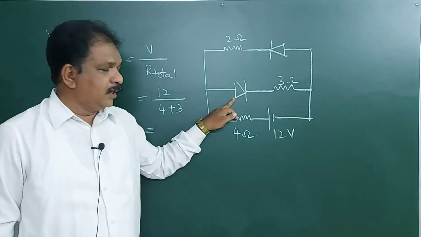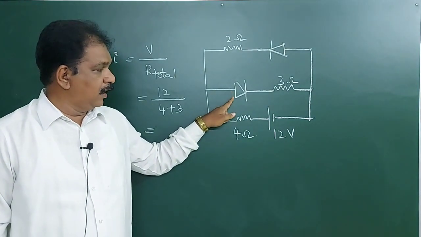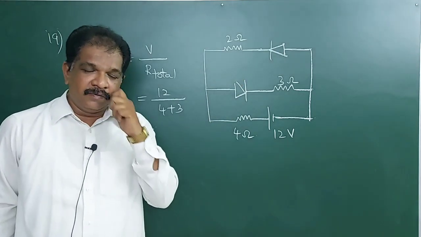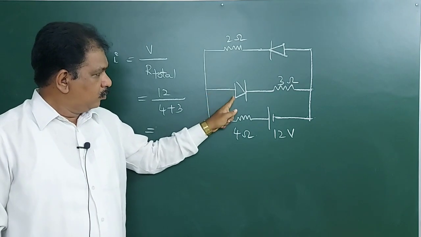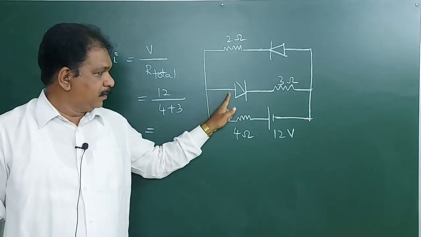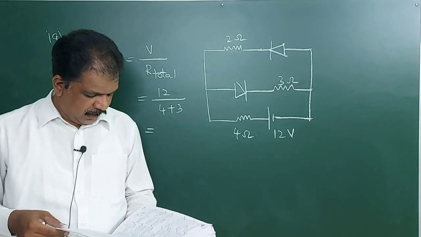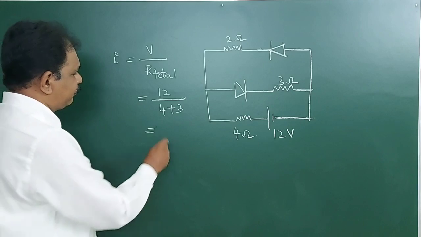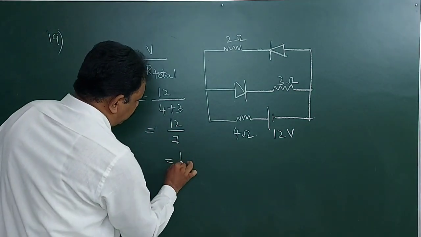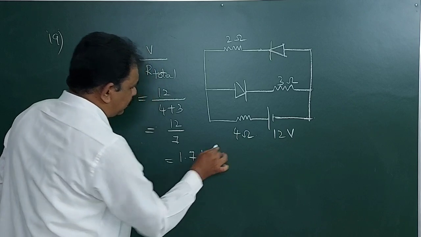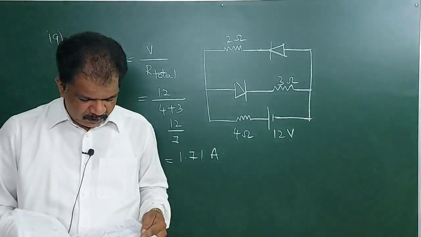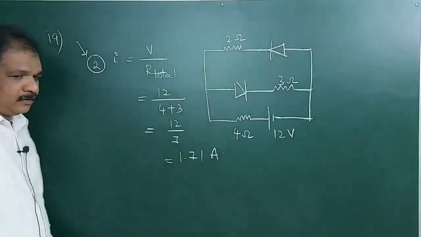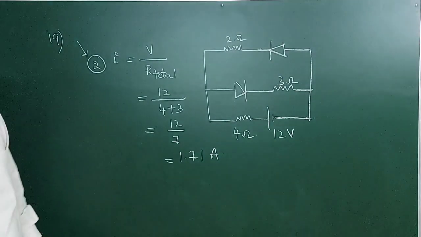Now here you change the diagram shape. Here they gave it as also in reverse bias. When both are in reverse bias, no current will be there in the circuit. You modify it as in the forward bias. Printing mistake is there. The diagram they drew is wrong. So here 12 by 7 means 1.71 amperes. So 19th it will be the second option. Next 20.